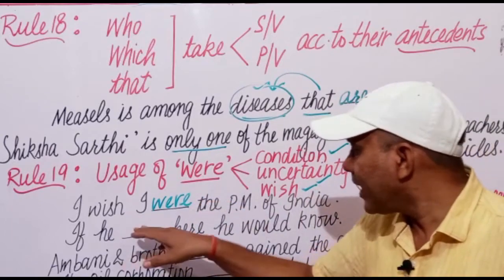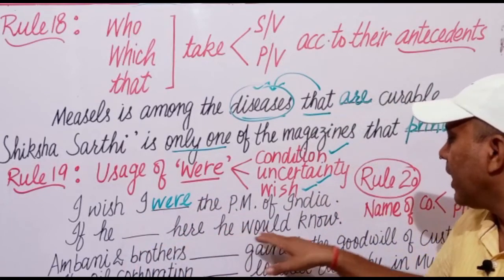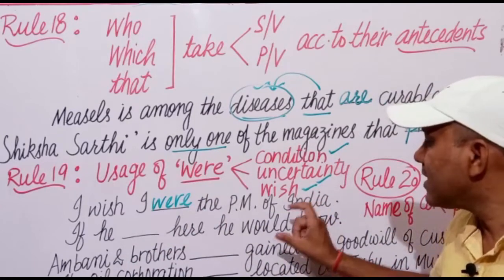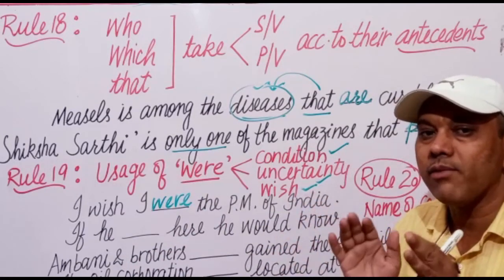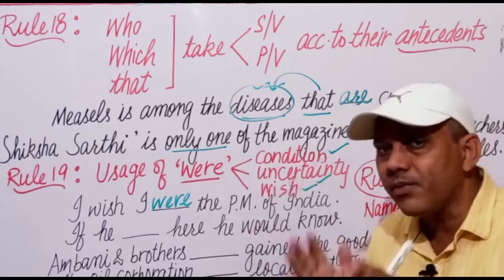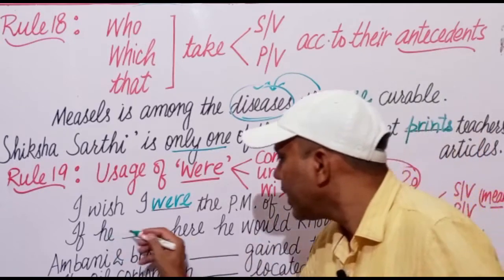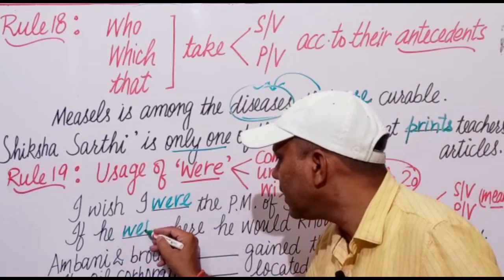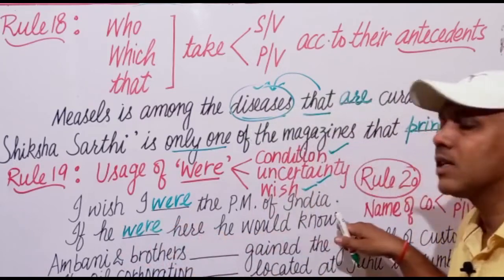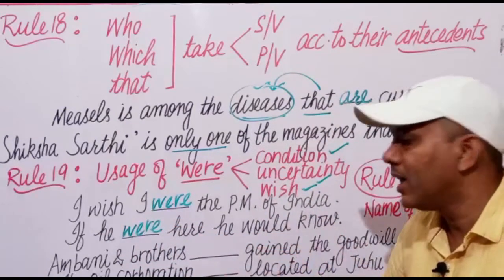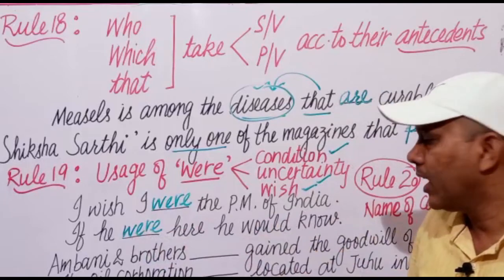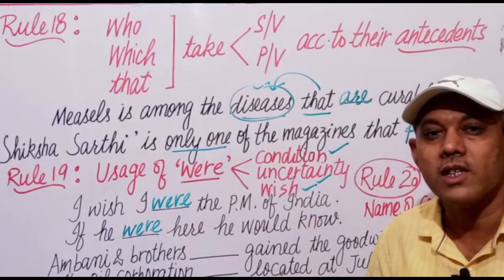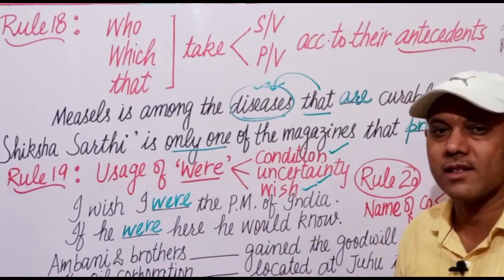Next is: If he dash here, he would know. This is an uncertain situation, a contrary-to-fact situation. If he were here, he would know. If he were here, he would know. This is a conditional sentence.